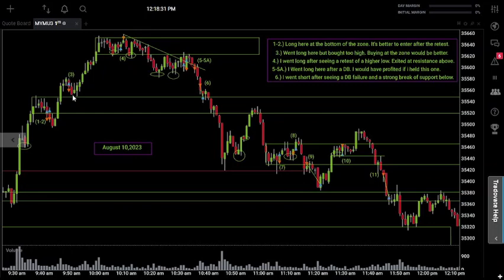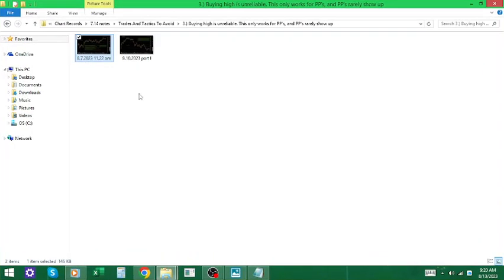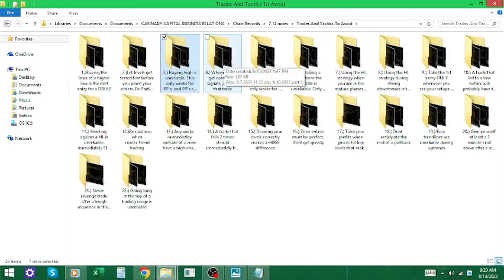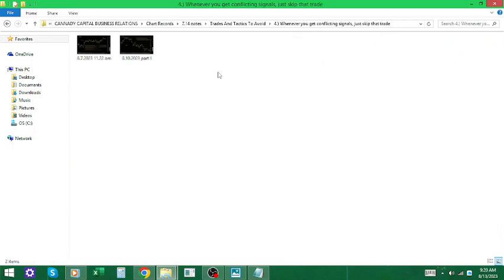It's just the mindset when it comes down to these types of trades. You've got to remember that the market is not going to move without you. I promise. Always remember that when it comes to rule number 3. Buying high is unreliable. Just be patient and wait for your best setups to come around. Let's move on to number 4.